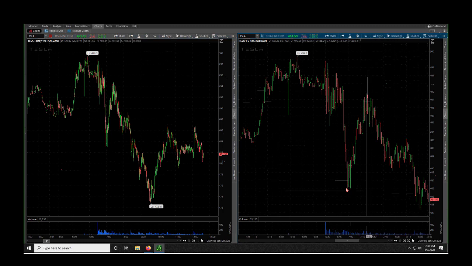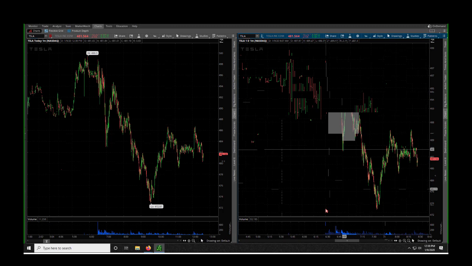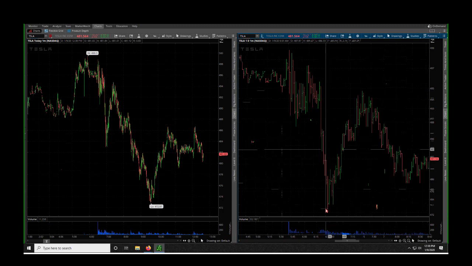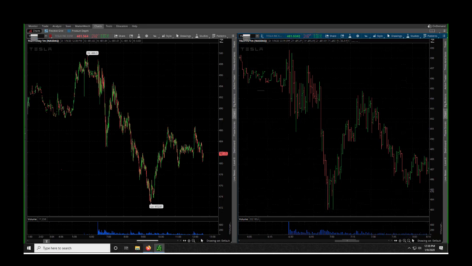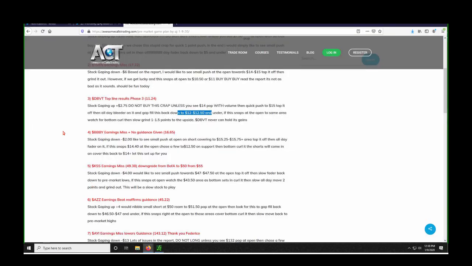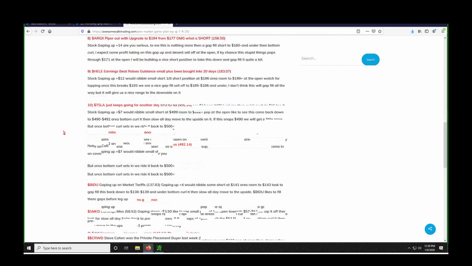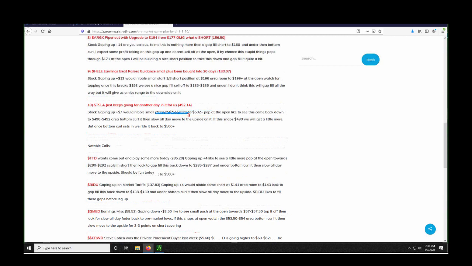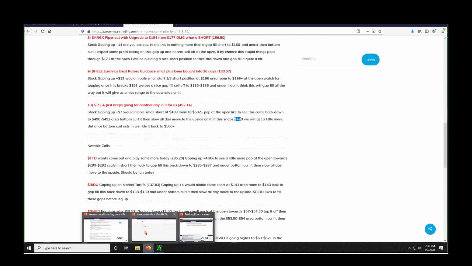Then the market just started selling it off. I can't take credit for this entire short move, but I will take credit for this move down to 483. I do deserve that because I was very adamant this was a short. It was gapping up 7, I believe, from yesterday's close. I wanted everyone to short. It says right there, 499, room to 502, and then take it down to 490, and watch for the bottom curl. The curl needs to set in. And actually, it set in at 4.